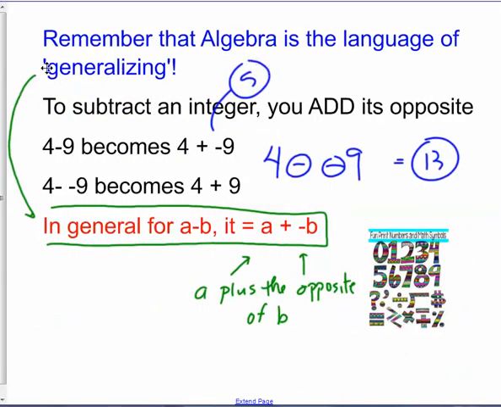Remember, algebra is the language of generalizing. So in general, to subtract an integer, you add its opposite. So for a minus b, that equals a plus the opposite of b. So if I have 4 minus a negative 9, this becomes 4 plus, this subtraction becomes addition, and I take the opposite of negative 9, which is a positive 9. So this becomes 13. 4 plus a negative 9 becomes negative 5. There should be a negative sign there.